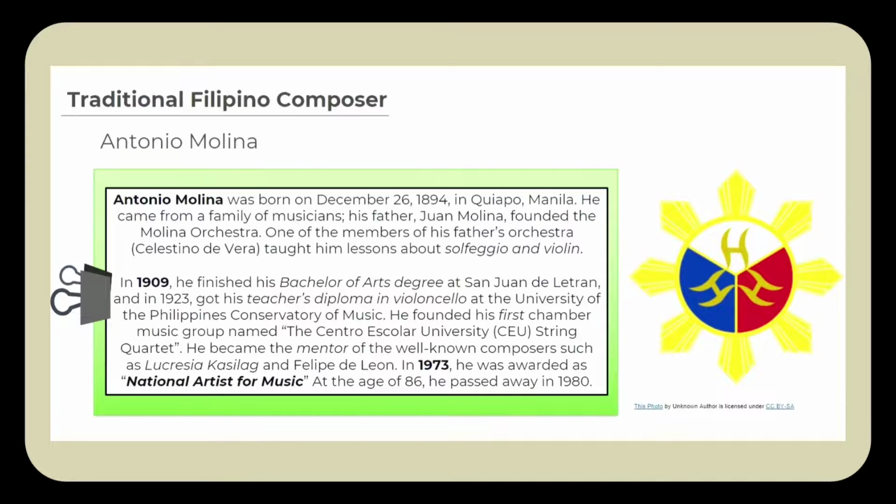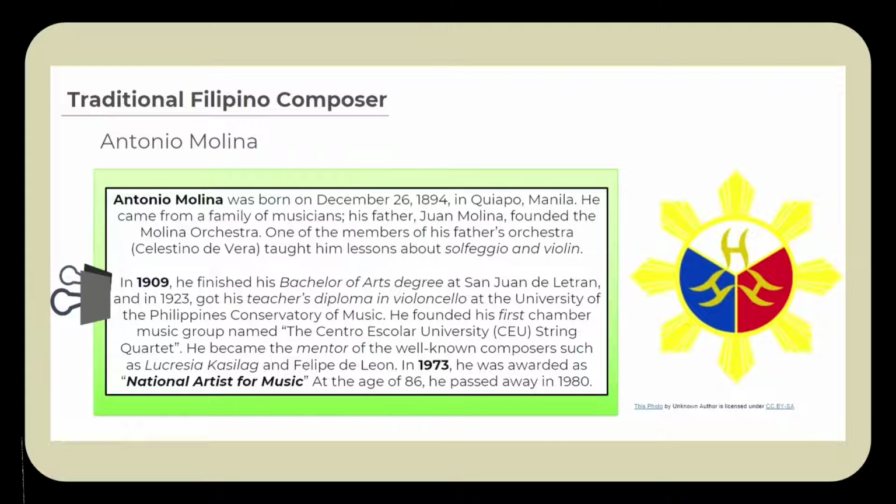Musicians, meet Antonio Molina. He came from a family of musicians. One of his father's orchestra members, Celestino de Vera, taught him formal lessons in solfeggio and violin. He was the mentor of two prominent composers, Lucrecia Kasilag and Felipe de Leon. He was awarded as the National Artist for Music in 1973. At the age of 86, he passed away in 1980.